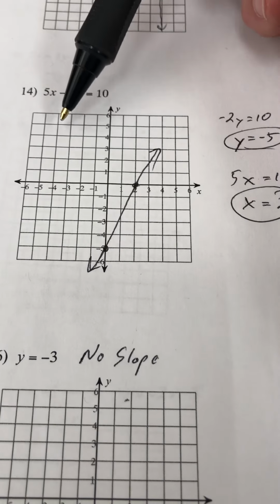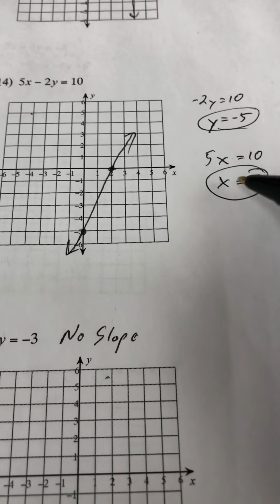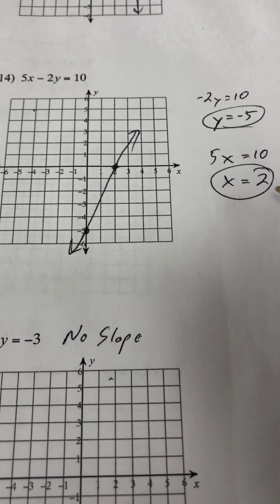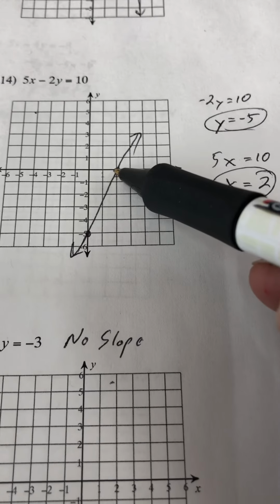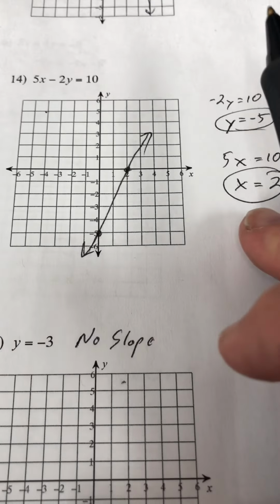And when y equals 0, I end up with 5x equals 10. I divide both sides by 5 in order to get x by itself, so x equals 2. So I go to where x equals 2. I connect those points, and I'm good to go.